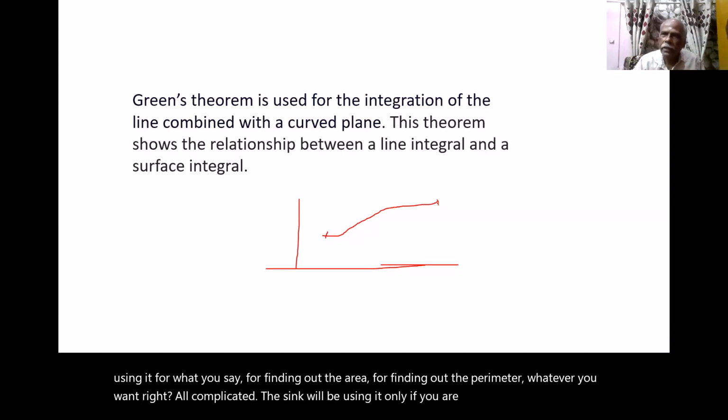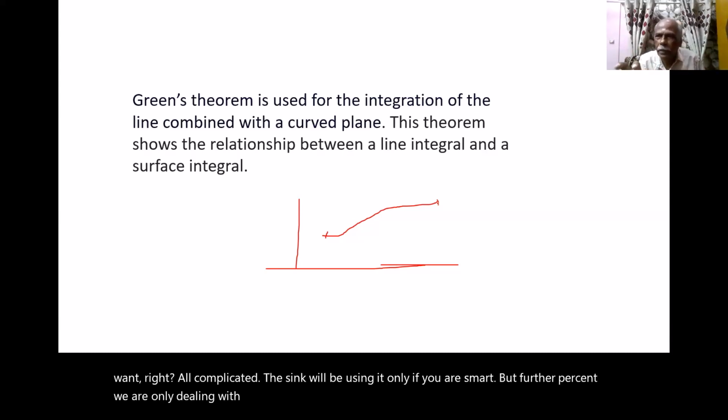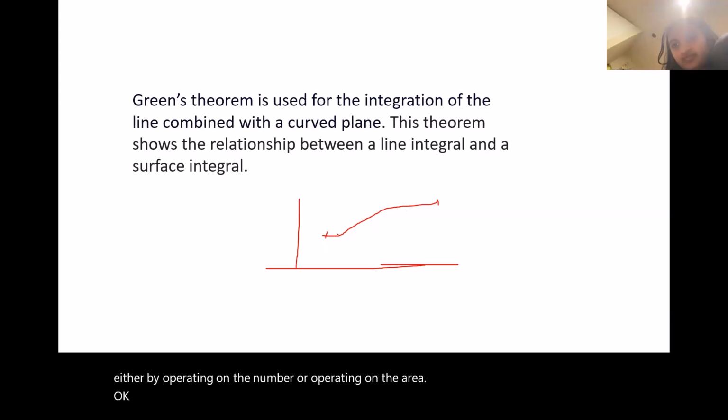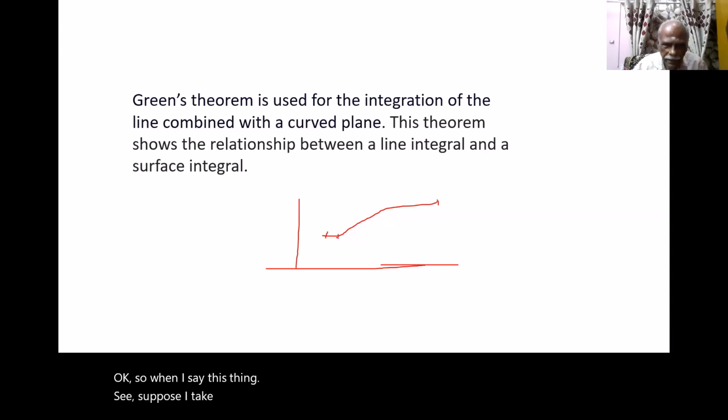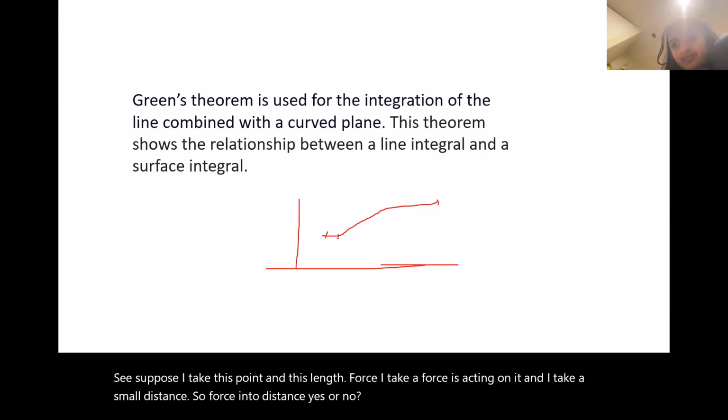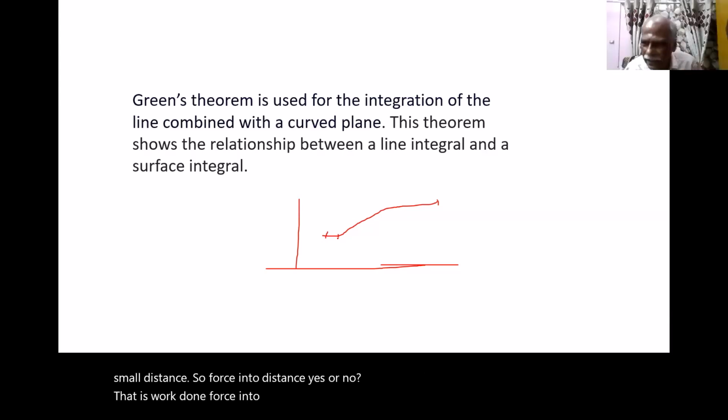But for the present, we are only dealing with numbers, how to get the same number using different operations, either by operating on the number or operating on the area. Okay? So when I say this, suppose I take this point and take this length. A force is acting on it and I take a small distance. So force into distance. Yes or no? That is work done. Force into distance is work done. That is a scalar value. No direction, no sign.